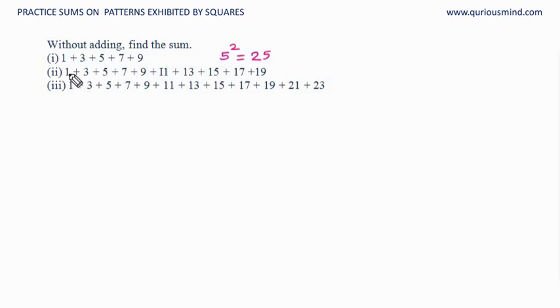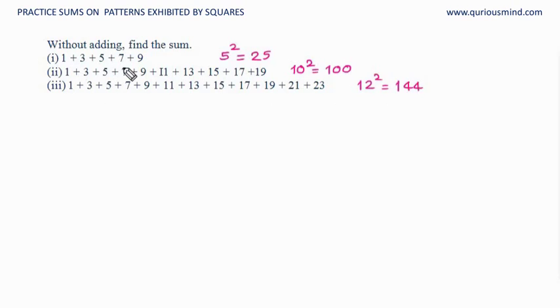Now here I have 1, 2, 3, 4, 5, 6, 7, 8, 9, 10. 10 odd numbers, successive odd numbers. So the sum of 10 successive odd numbers is going to be the square of 10, and that is 100. Here we have 1, 2, 3, 4, 5, 6, 7, 8, 9, 10, 11, 12. So this will be the square of 12, and that is going to be equal to 144.